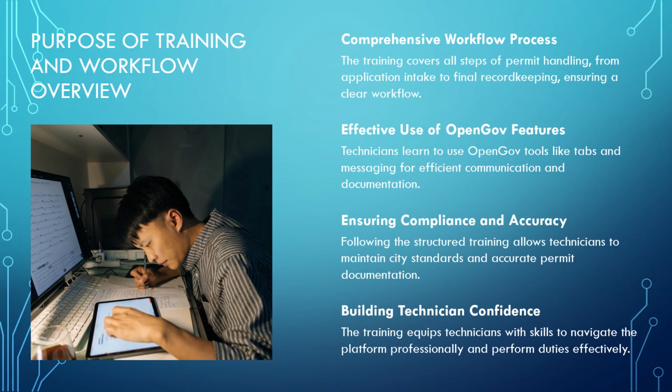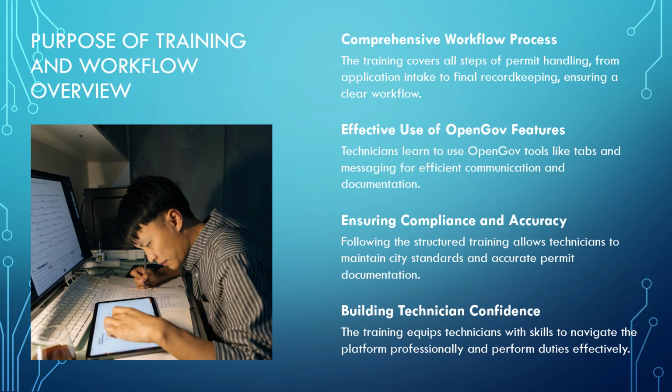This training presentation is designed to guide new technicians through the complete process of handling encroachment permit applications and reviews in OpenGov. The purpose is to ensure that technicians understand each step from logging into the system to closing out permits. The workflow includes application intake, review of details, communication with applicants and internal staff, managing attachments, issuing permits, scheduling meetings and inspections, handling fees and deposits, and final record keeping.